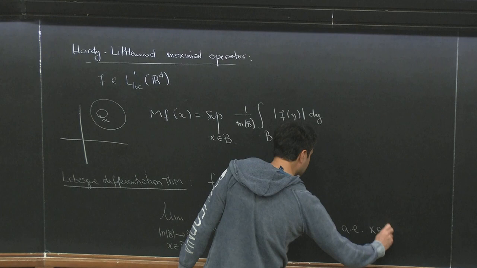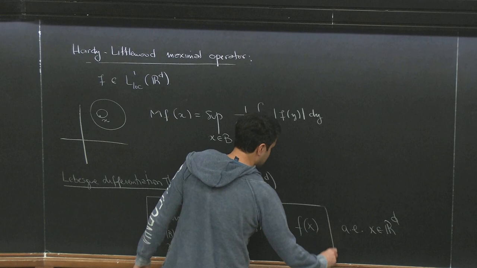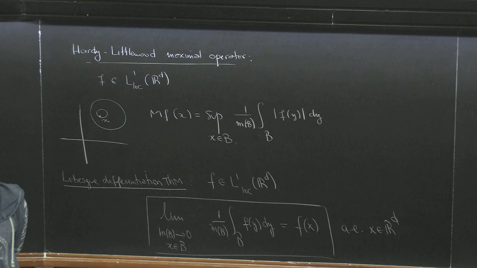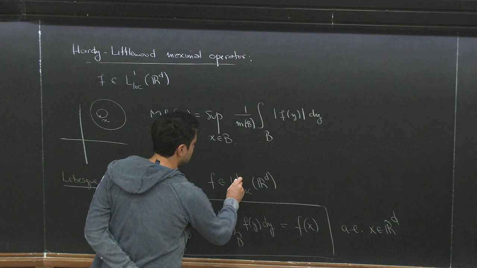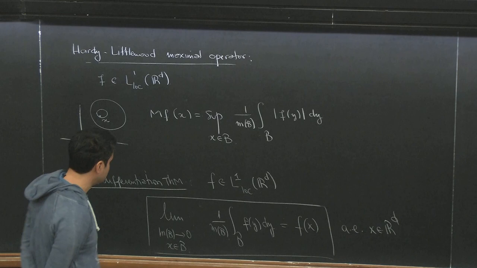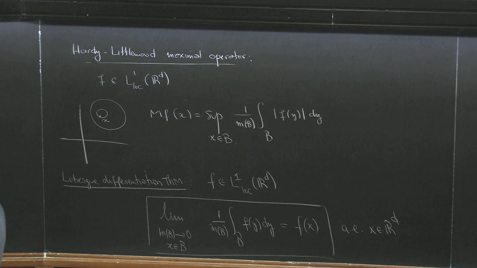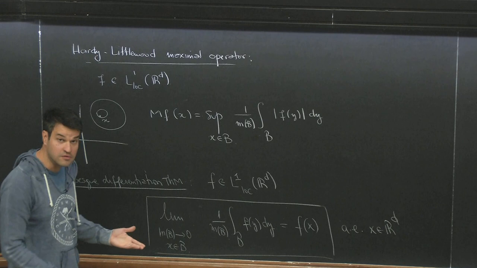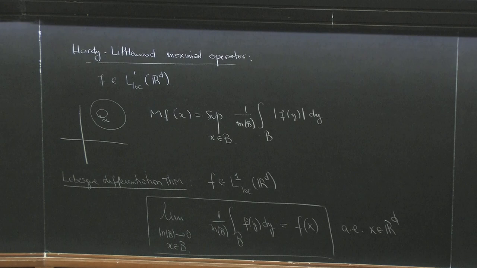So you really get that the averages around the point x go back to the value of the function. Now, just almost everywhere, because your function is just even defined almost everywhere. So this is actually the best that you could hope for. This could be seen as the analog of the fundamental theorem of calculus for integrable functions, because if you write down the expression of the derivative, you're just taking an average, from a to a plus h, and then you divide by h. So this is, in some sense, saying that the derivative of the integral goes back to the original function.